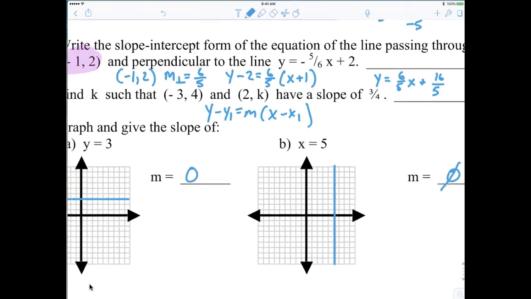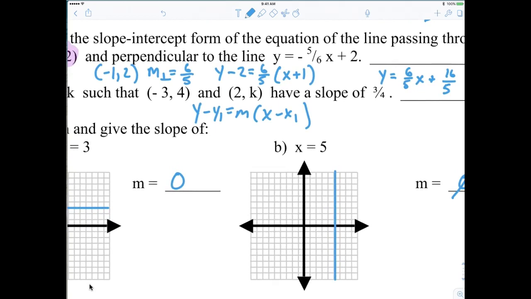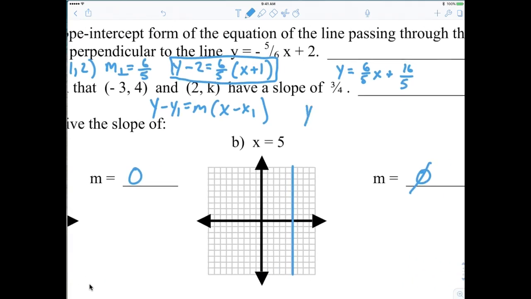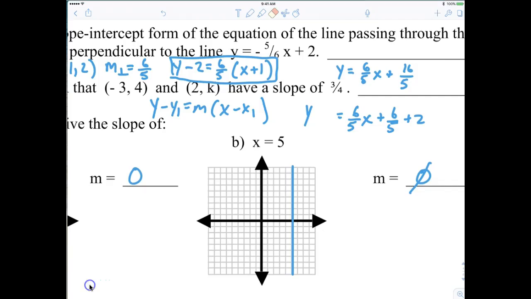I'm asking you right here. Do you understand this part right here? Yes. Okay, so you said yourself when you distribute, you get y minus 2 equals 6/5 x plus 6/5. Right? Now you're adding 2. Now you're asking me to help you with 2 plus 6/5. I don't mind that. 2 is the same as 10/5. You understand that? Yeah. 10 plus 6. That's 16.